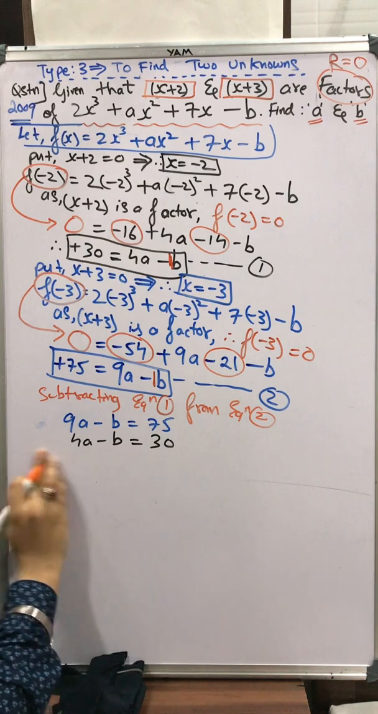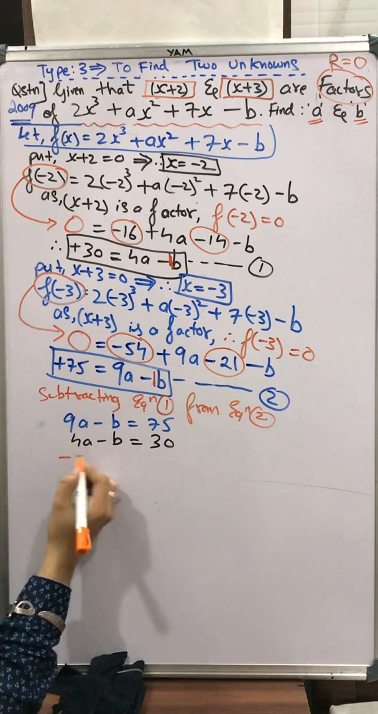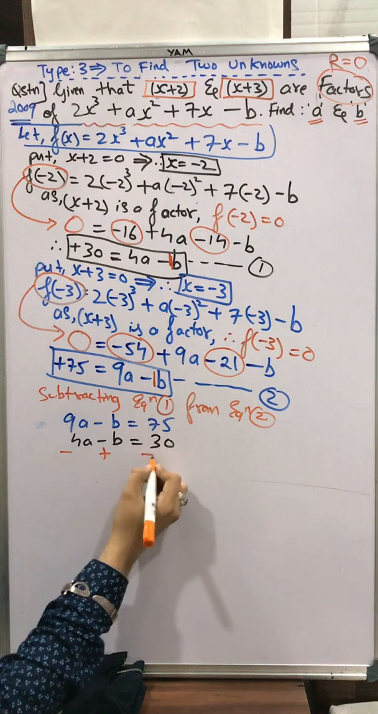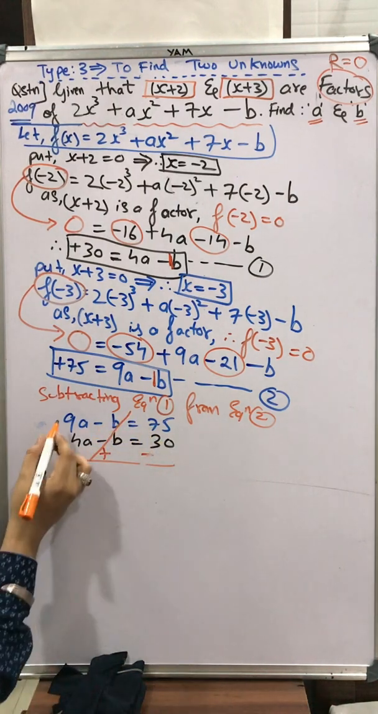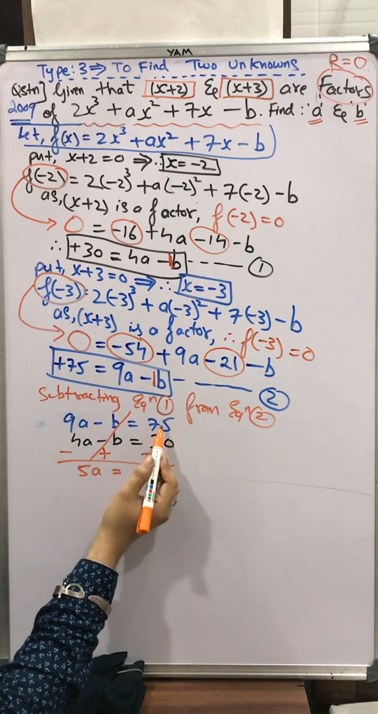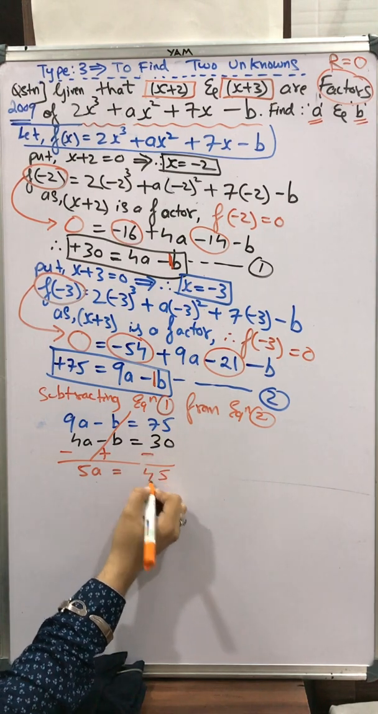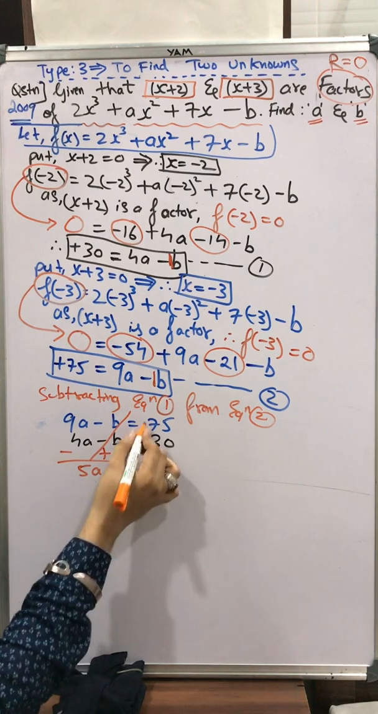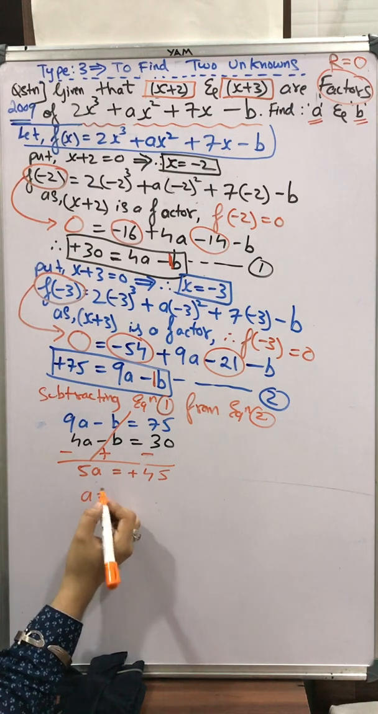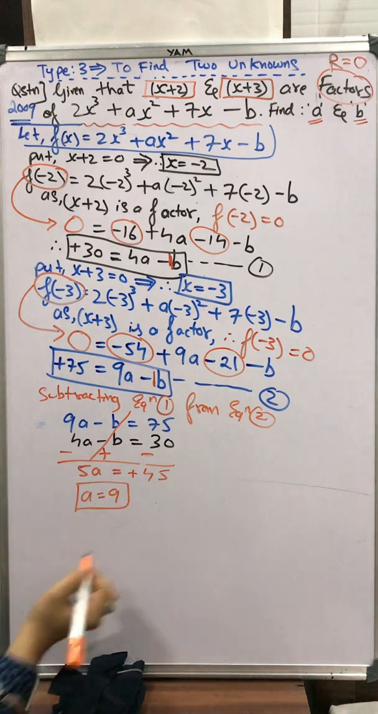Don't forget, whenever we are doing subtraction, we need to change the sign of the second equation, the black color one. Plus 4a becomes minus, minus b becomes plus b, plus 30 becomes minus. So this cancels out. 9a minus 4a becomes 5a. And here plus 75 minus 30: 5 minus 0 is 5, 7 minus 3 is 4, and the sign is plus, so 45. Now I just have to solve it. A is equal to 45 divided by 5, and 5 nines are 45, so 9 is the answer. The value of a is 9.